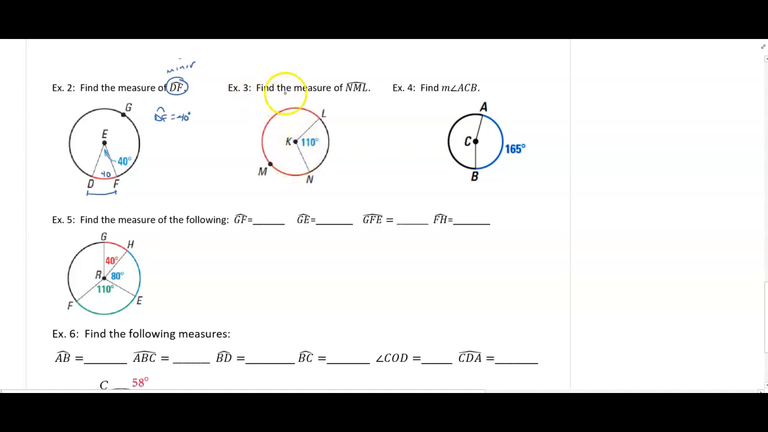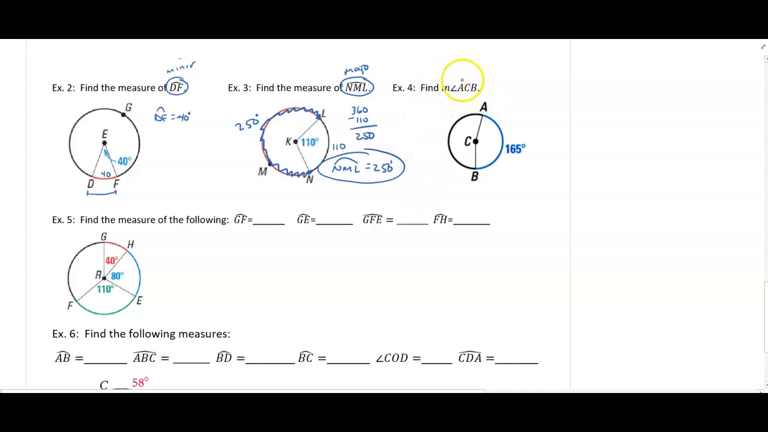Okay? Now find the measure of arc NML. This here is the major arc. So I know I'm going to go from N to M all the way around to L. But the thing is, I don't know the measure of that central angle. But if I know this central angle is 110, I know this minor arc is 110. And if I wanted to find this major arc, what do these two arcs have to add up to? Well, they have to add up to 360. So what is 360 minus 110? That would be 250. So this arc here is 250 degrees. So arc NML is equal to 250 degrees.